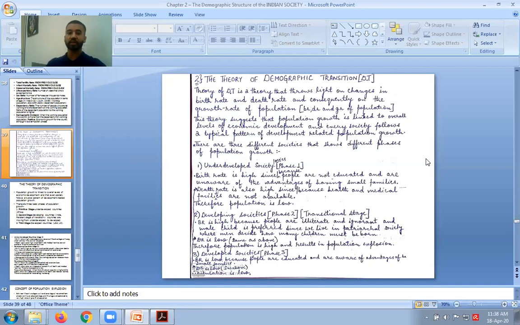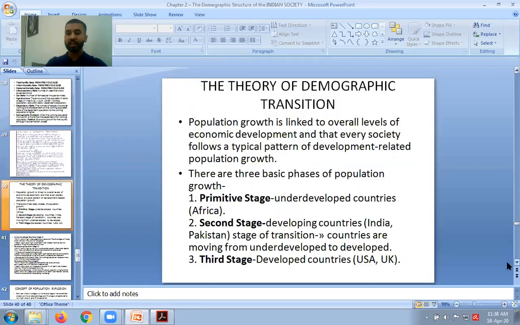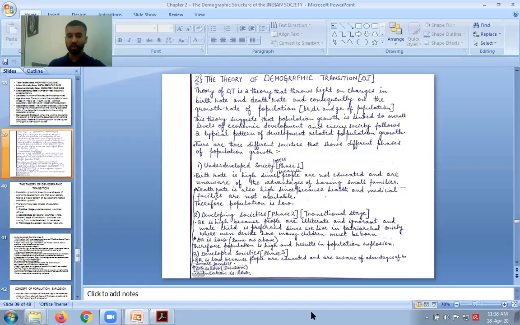So that's what this line means, that every society follows a typical pattern of development related to population growth, right? So in every phase or in every stage, we're going to talk about birth rate, death rate, and eventually the growth rate. Okay, so talking about underdeveloped society, this is phase number one, right?